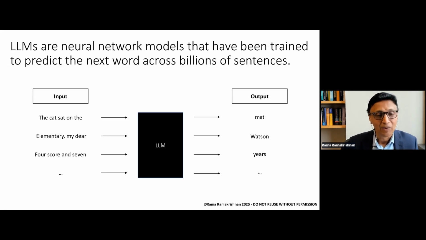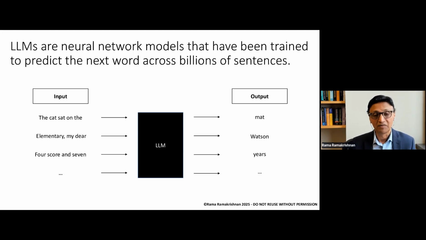Now, you might know that large language models are fundamentally deep neural network models that have been trained to predict the next word given the first part of a sentence. And this has been done across billions of sentences. I did a rough back-of-the-envelope calculation at one point. GPT-3 from OpenAI, which is one of the first large language models to burst onto the world stage, was trained on roughly 30 billion sentences pulled from the internet and from databases of books and so on and so forth.